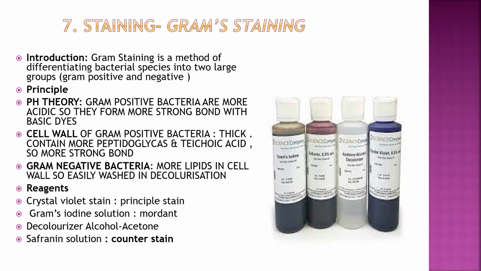So the reagents used in this are mainly four: crystal violet, that is the principal stain which stains bacteria violet, then gram iodine, which acts as mordant, and then the decolorizer alcohol acetone, which decolorizes the slide in gram negative bacteria, and safranin, which acts as a counterstain in gram negative bacteria and gives pink color to the gram negative bacteria.